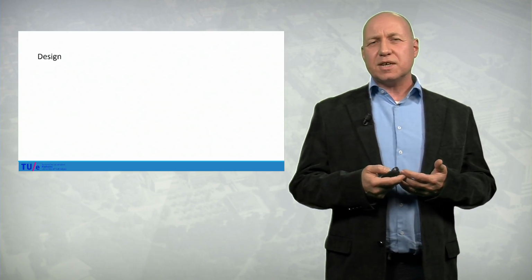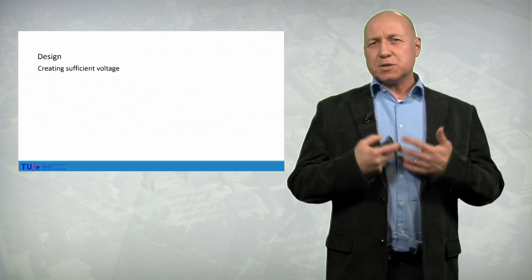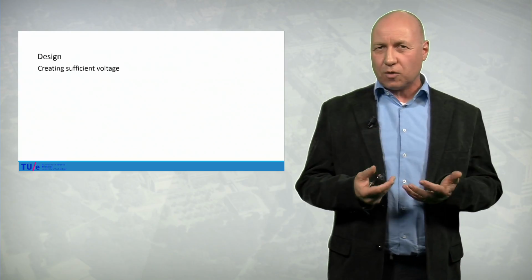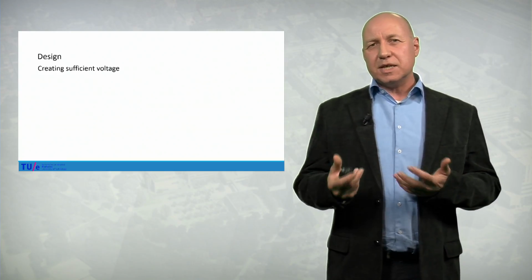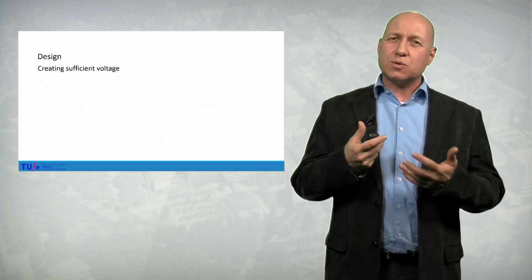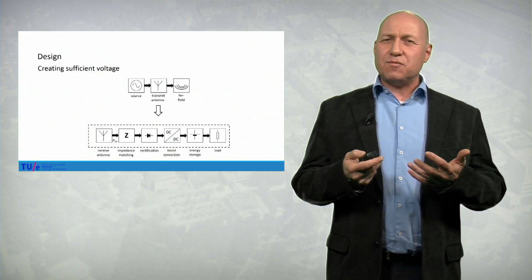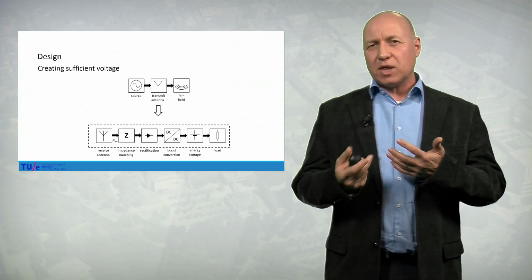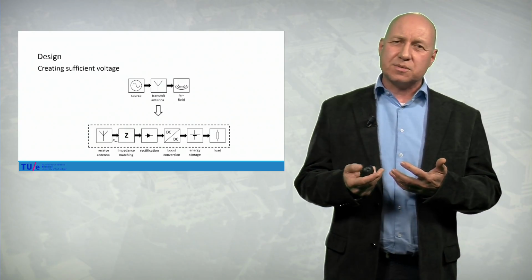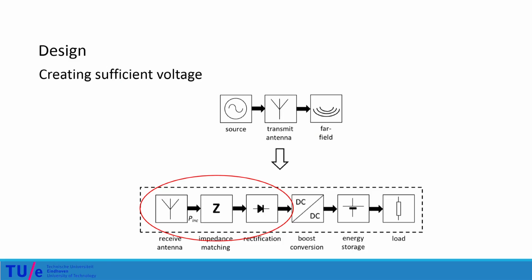That brings me to the design. The biggest problem in designing a rectifying antenna is to create a sufficient voltage. Our electronics needs a voltage of at least 1 volt, preferably 1.5 volts, to operate. And if we look at a small antenna connected to a diode, in general we don't get that amount of voltage. If we're looking at this part of the system, what we need to do is first of all make sure that all the power that gets into the antenna also gets into the diode.